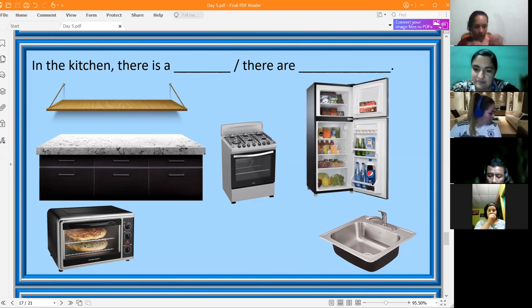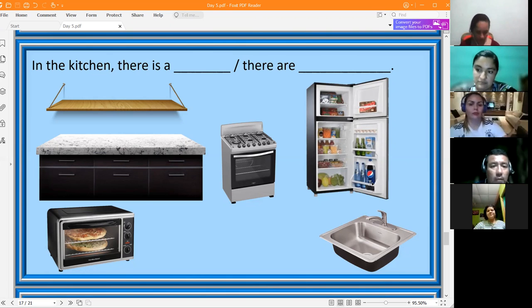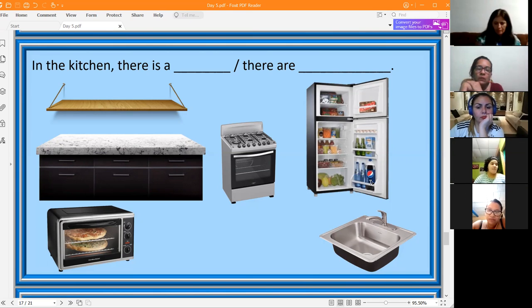Marlon Fuentes, can you describe your kitchen? In my kitchen, there is a refrigerator, there is a stove. There is a shelf. That's it. Okay. Thank you, Marlon. Thank you very much. Very good.